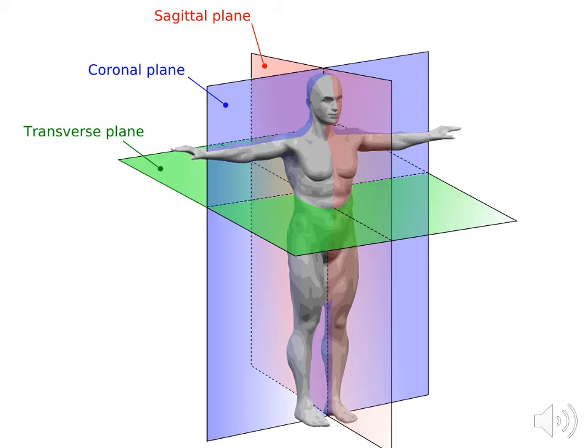The coronal plane is also known as the frontal plane. Again, a vertical plane perpendicular to the ground, and it divides the body into anterior and posterior portions, so front and back. We then have the transverse plane, sometimes also known as the axial plane, which divides the body into superior and inferior portions. So this runs parallel to the ground, almost through the midsection, which separates the top half of the body and the lower half of the body.